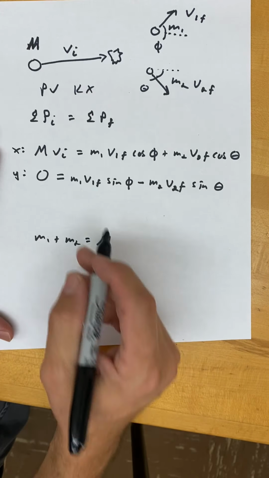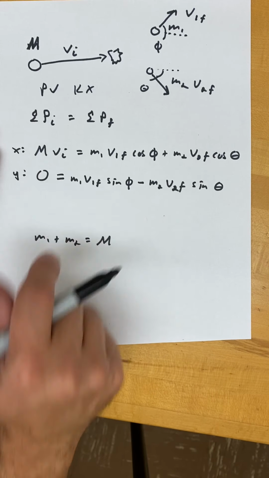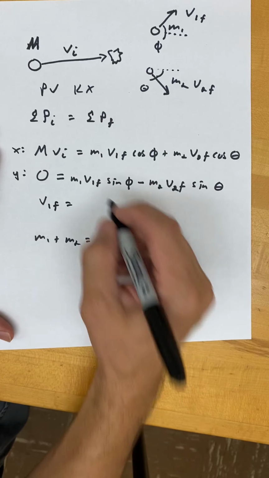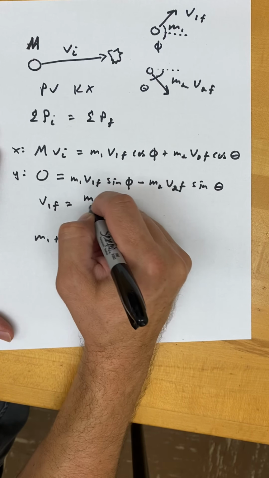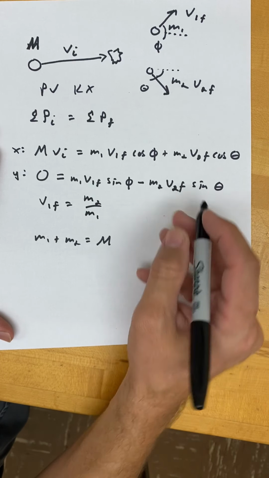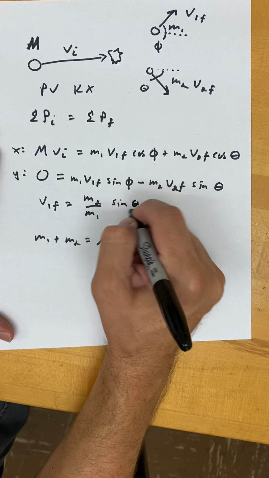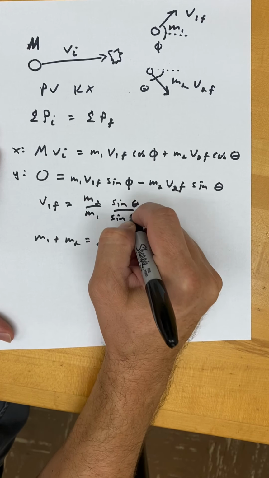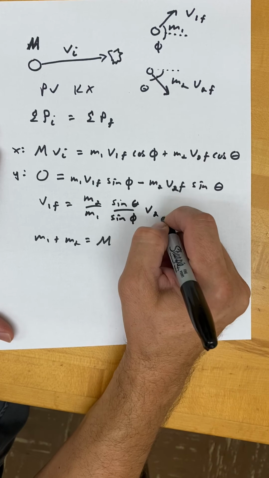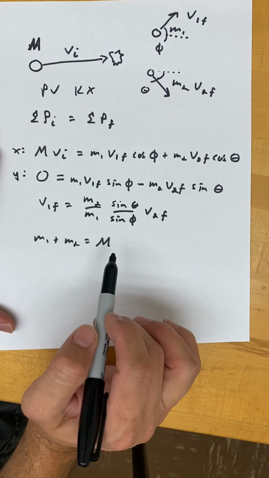So working with this expression, if I move this over or flip them and solve for V1 final, what I'm going to get is V1 final is equal to M2 over M1 sine theta over sine phi, and then V2 final. That's just how I prefer to write it. I prefer to separate like terms.